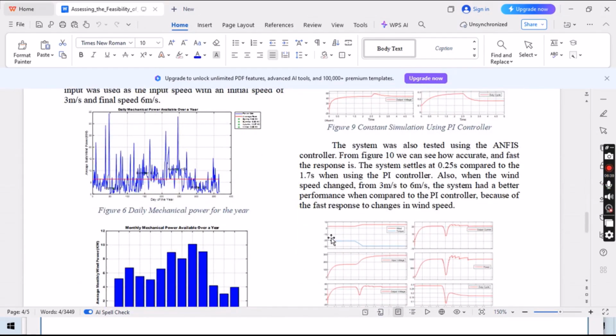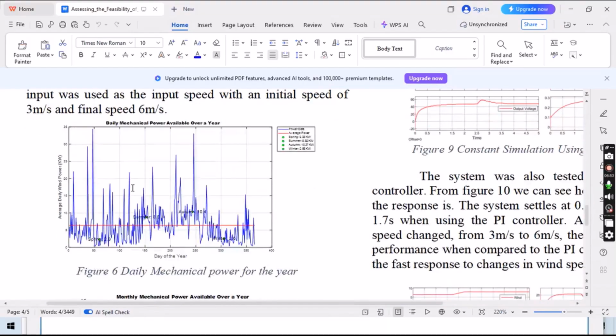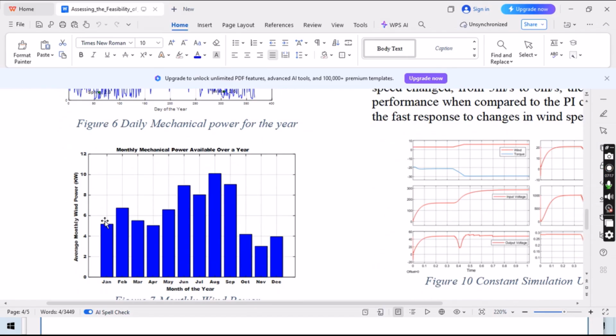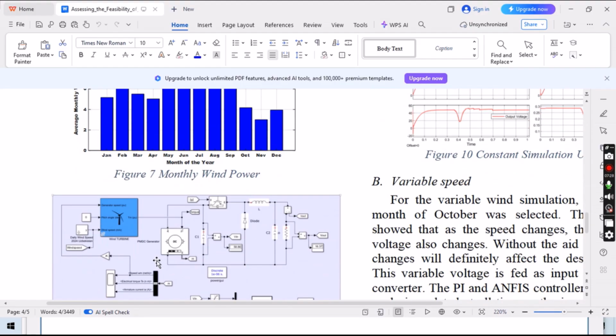This is the daily mechanical power of the year, and the efficiency is very good. We generated an average power of about 20 kilowatt per month, so 20 to 30 kilowatt is the average. For the monthly mechanical power available this year, we say it is almost 5 to 10 kilowatt per day, per month.